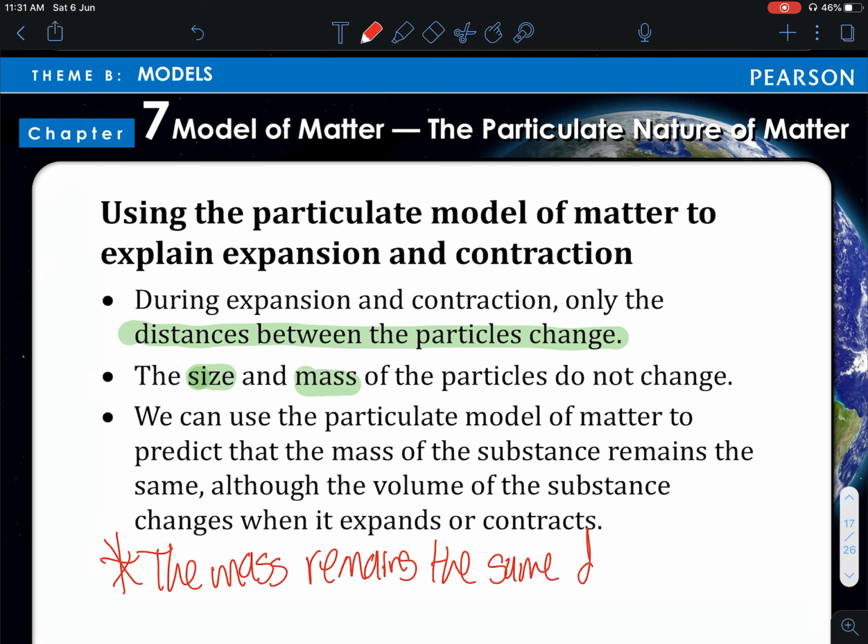The mass remains the same during expansion and contraction. What changes is the volume. During expansion, volume increases. During contraction, volume decreases, as explained in the previous segment.